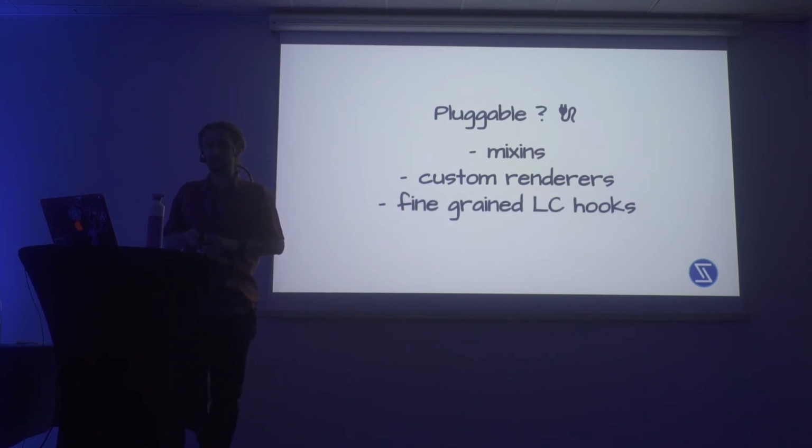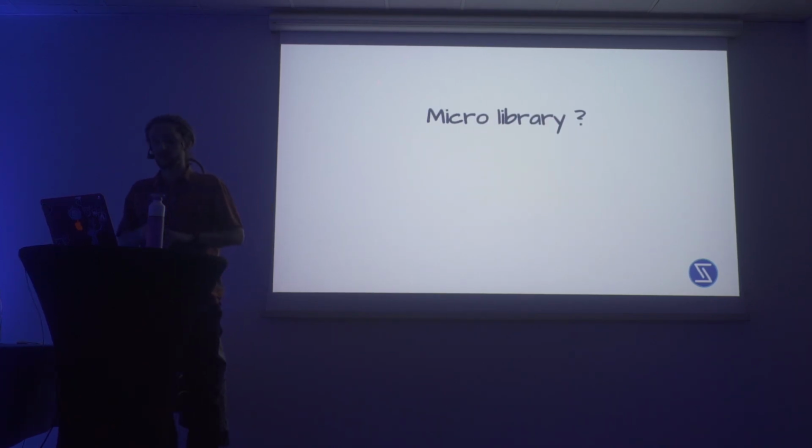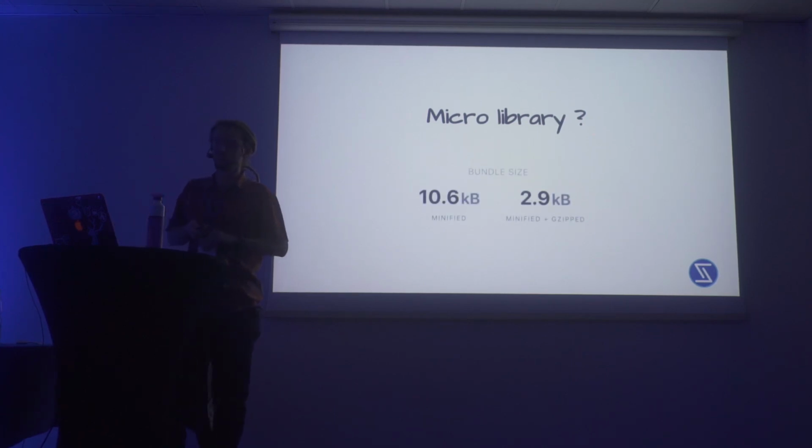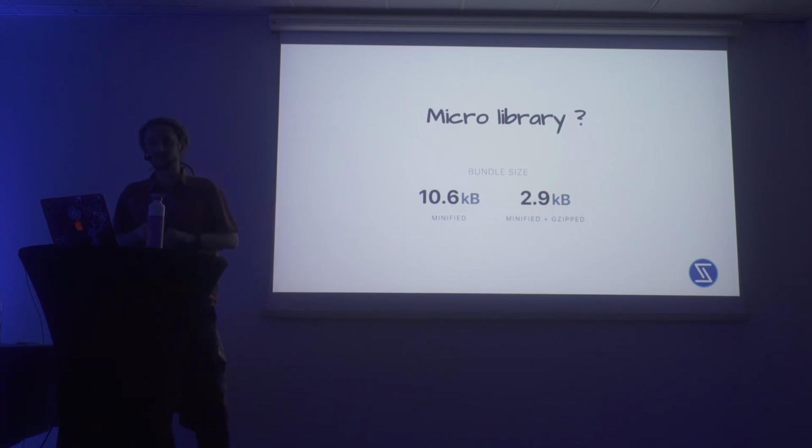Last but not least, Skate comes with fine-grained lifecycle hooks. Something like shouldComponentUpdate from React. So you can just render once if you want. And we have some plugins in the lifecycle of the component that can be run before and after the renders. So you are in full control. Microlibrary. Yes, Skate is just 2.9K minified and gzipped. Okay, and you don't have to use all these mixins. You can just pick what you want. And then the size will be even smaller thanks to tree shaking.